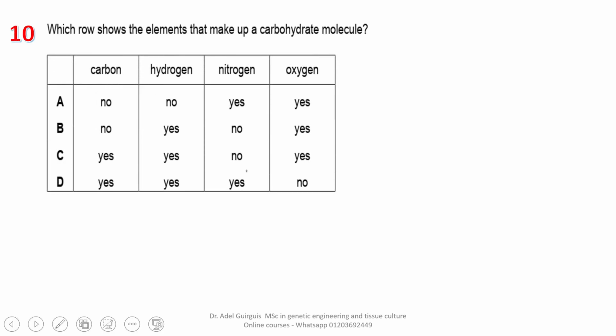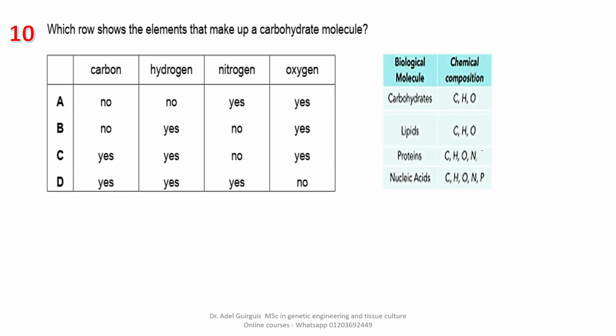Number 10. Which row shows the elements that make up a carbohydrate molecule? Carbon, hydrogen, nitrogen, and oxygen. Let's analyze the word carbohydrate. Carbo means carbon. Hydrate means the elements found in water, I mean hydrogen and oxygen. So carbohydrate means carbon, hydrogen, and oxygen. Okay, so the answer is C.